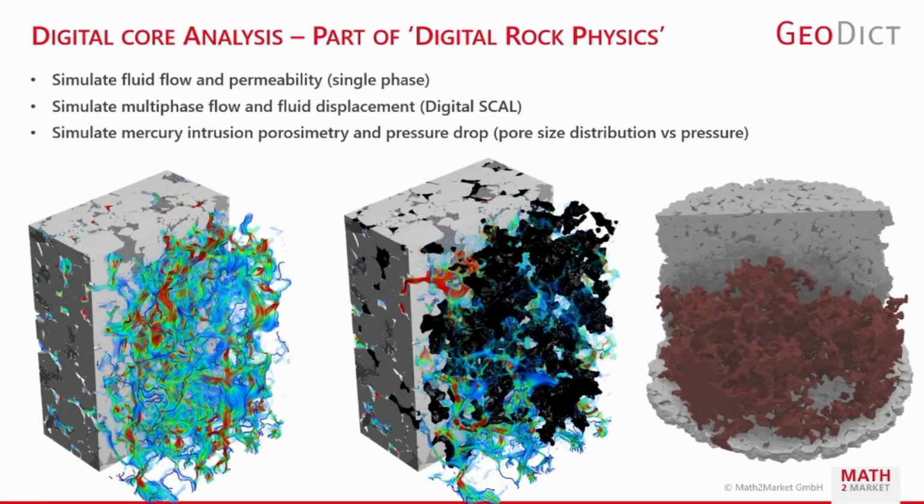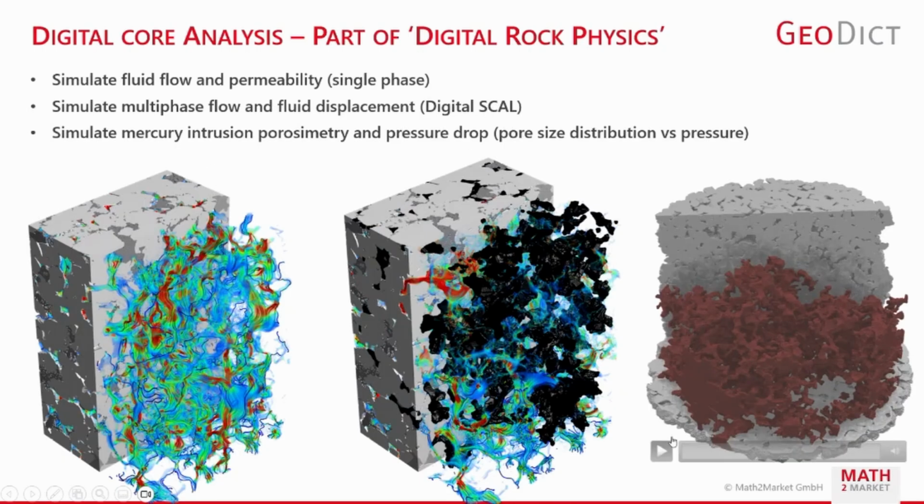The other area where our software finds strong application is in digital rock physics or digital core analysis. This involves understanding fluid flow and mechanical properties for porous rock materials, to understand how single-phase fluids flow through rock pore spaces. Also to understand multi-phase flow, like when you're pushing one liquid through and seeing how another liquid, for example oil, gets displaced out of pore spaces. This is called digital special core analysis or digital SCAL.